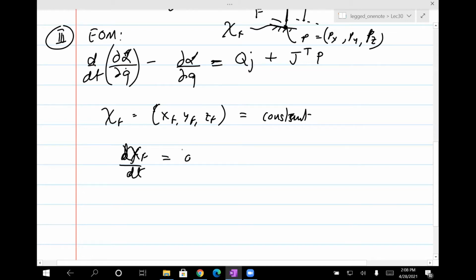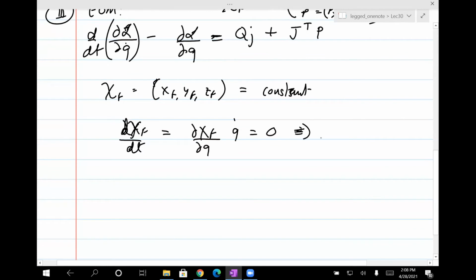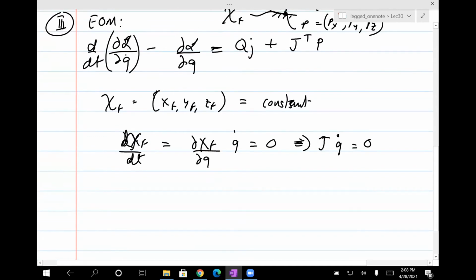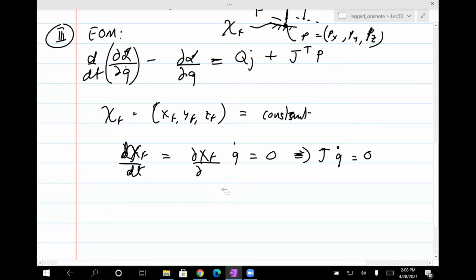Equals, this can also be written as the Jacobian, dx/dq, times q dot, right, equals 0. So that is basically J q dot equals 0. So now I have the J, which is, by the way, the Jacobian of the foot. Q dot is 0, but in order to make it the same as, actually, you know what?